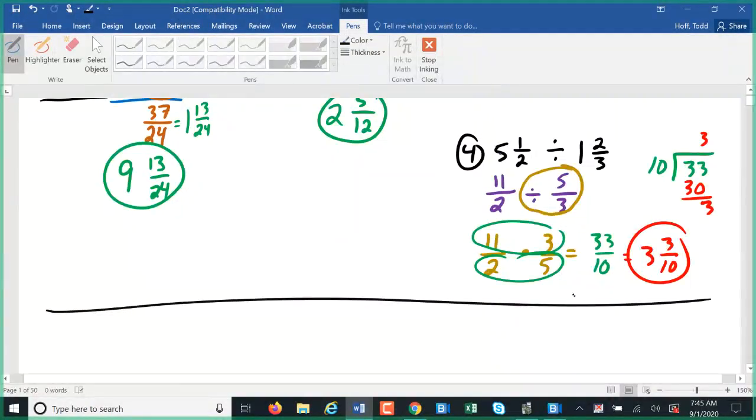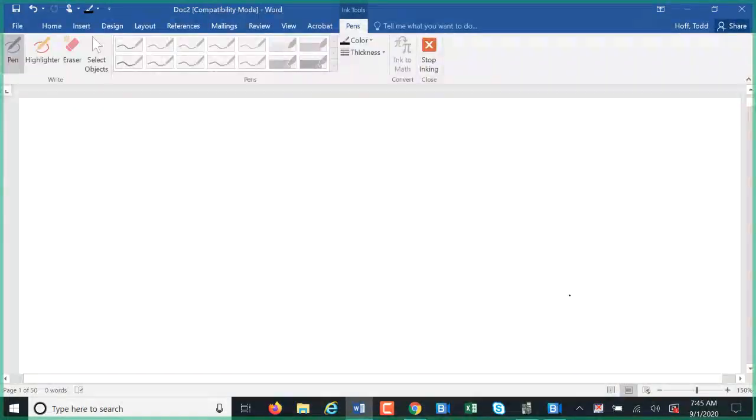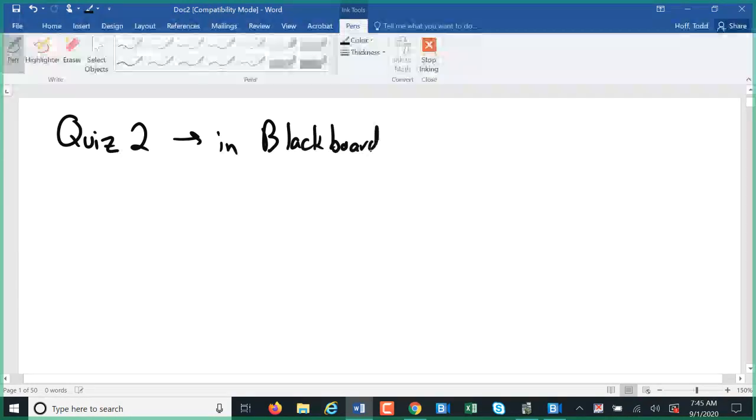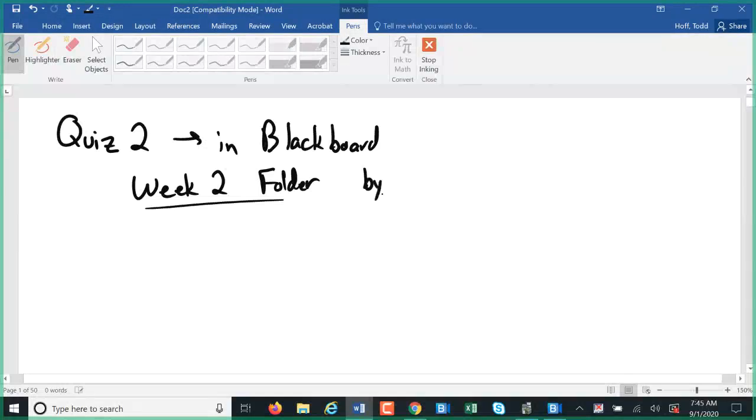Now, for today, a couple of things we're going to work on. One, you'll notice quiz 2 is posted in Blackboard. It's in the week 2 folder. I believe it's the top item in the week 2 folder. That needs to be completed by noon tomorrow, and submitted. Now, there's a couple of people that have not finished quiz 1 yet. Make sure you get that done.